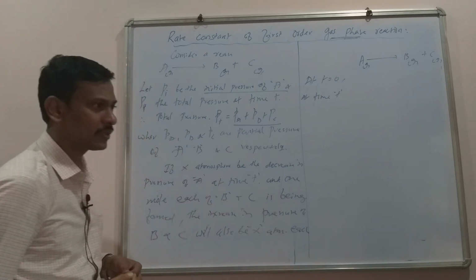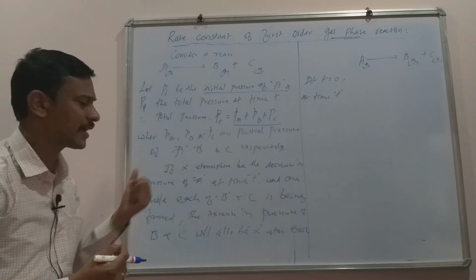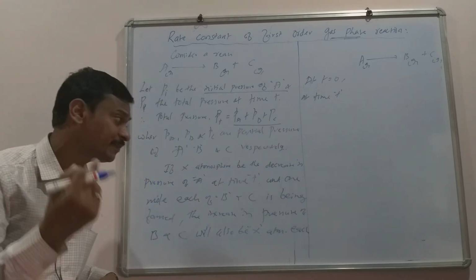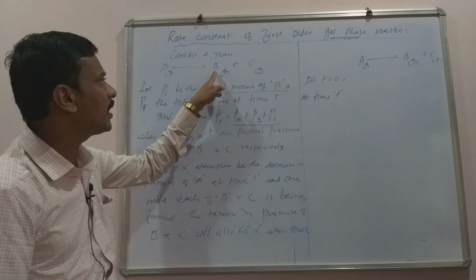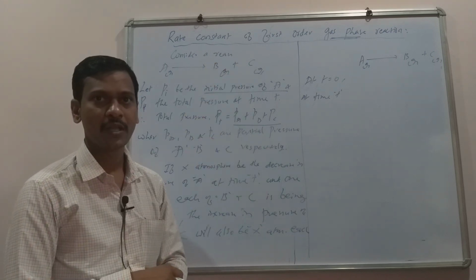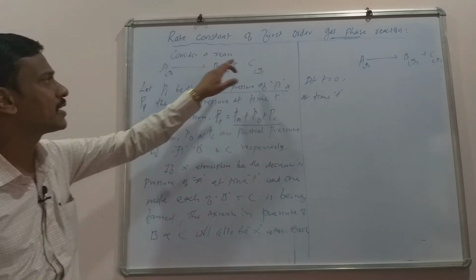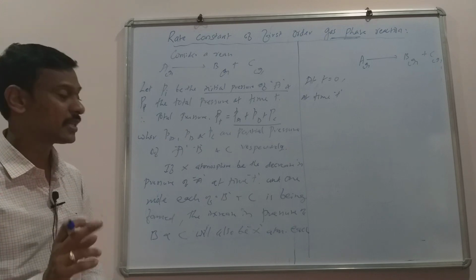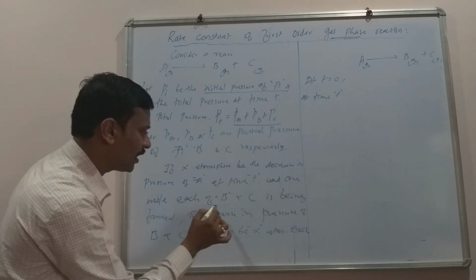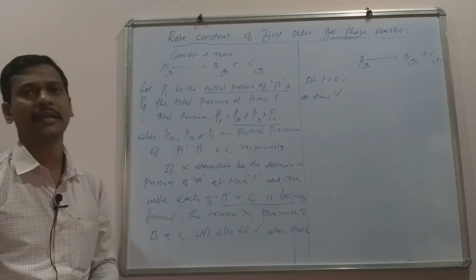When the reaction proceeds, some amount of the pressure of A will decrease. Let us consider it as X. If X atmosphere be the decrease in the pressure of A at time t, and 1 mole of the reactant gives 1 mole of each of the products B and C, then, one more very important point, the increase in the pressure of B and C will also be X atmosphere each.